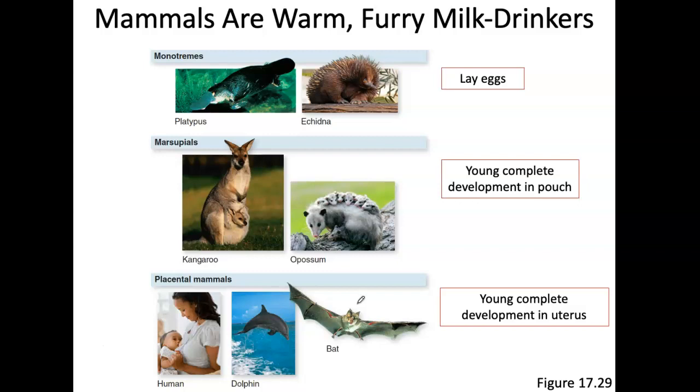So there they are, the warm furry milk drinkers that lay eggs or have young complete the development in some sort of pouch or in a uterus. And that was the last of those slides of diversity.